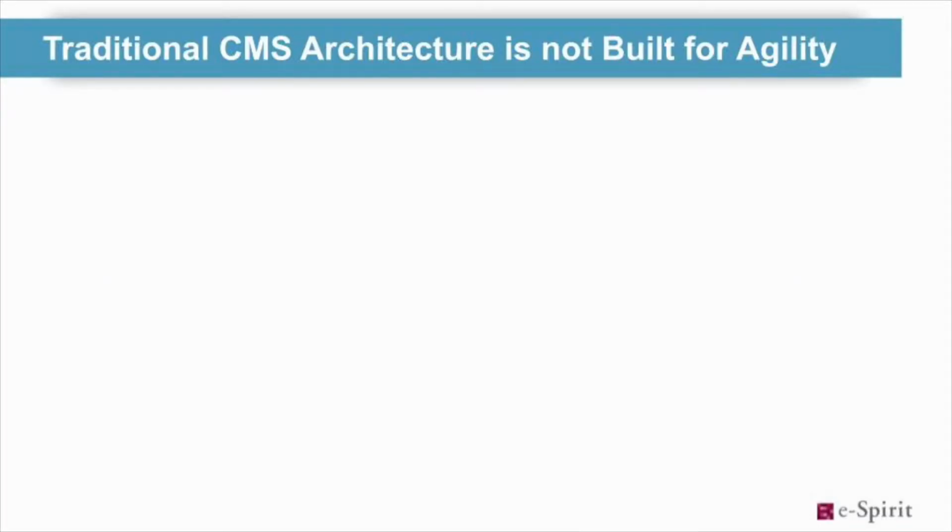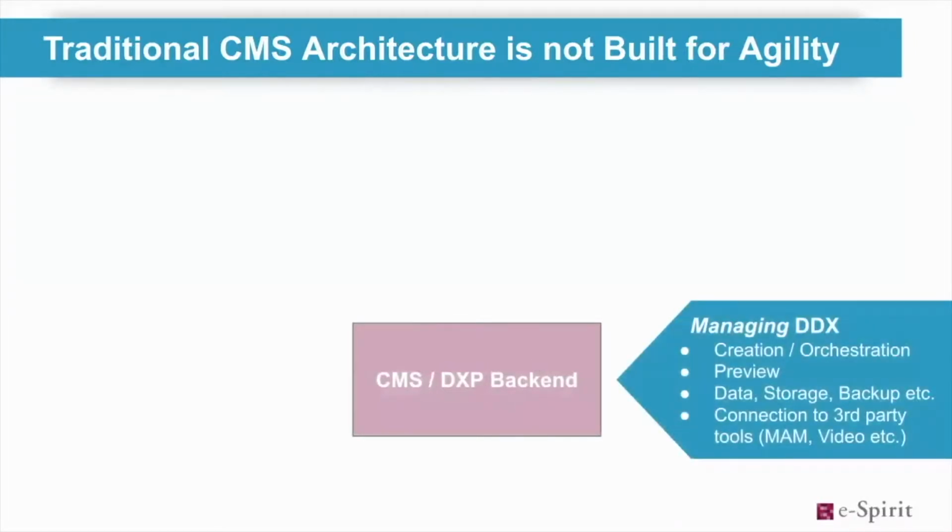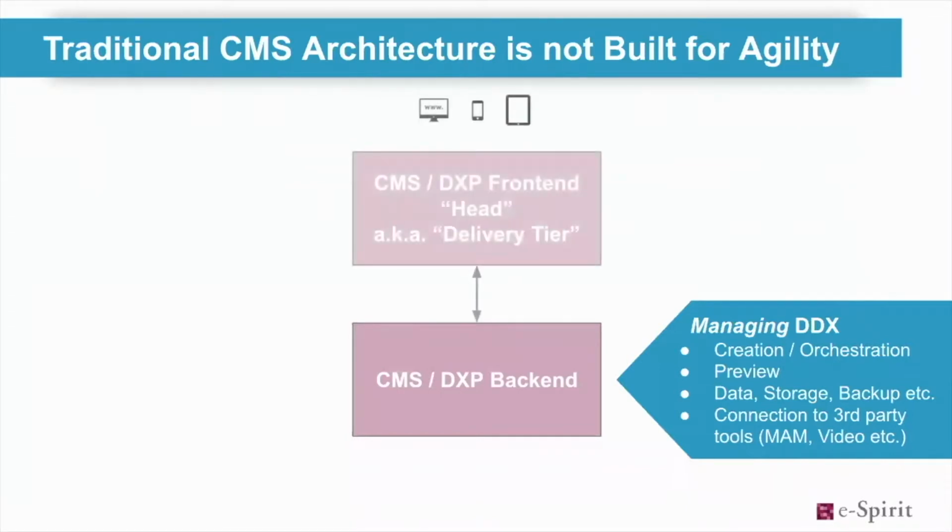In this complex world, the traditional approach of content management is no longer a good fit. I want to spend one quick slide for context to explain how CMS architecture traditionally used to work. There's a CMS, or digital experience platform backend, that is there to manage the digital experience. This is where content is created and orchestrated, where the peer review happens, and all the low-level stuff that needs to happen in a CMS.